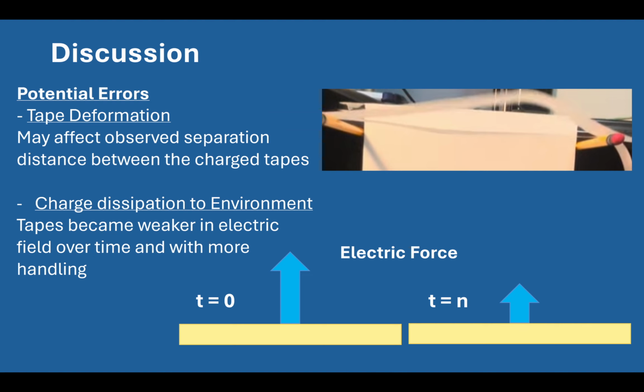Some potential errors are that the tape could have been deformed during the measurement of the separation distance, resulting in a different distance, and that charge dissipation to the environment could have affected the electric force, thus changing depending on when the tape was produced and when the experiment was observed.